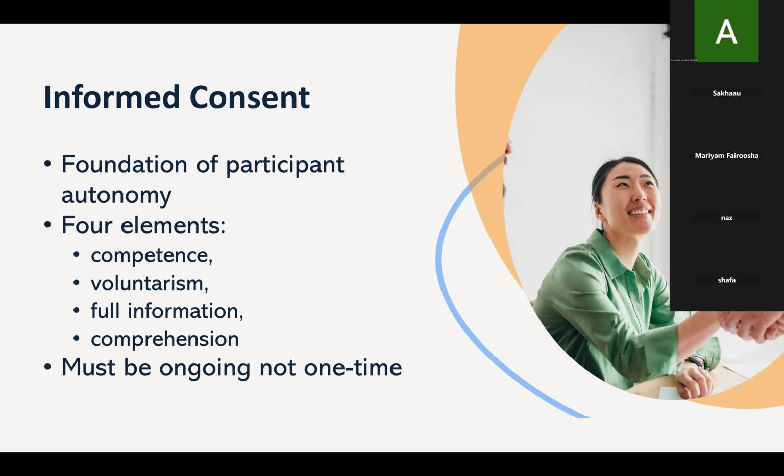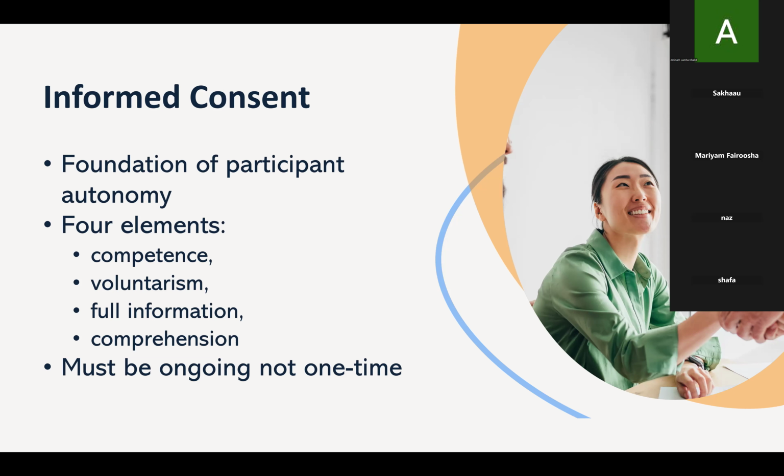Informed consent, I think I've given this, has four elements: competence, voluntarism, full information, and comprehension. So informed consent actually involves all that. We have talked about voluntarism, full information, and comprehension. Competence: the participant should be competent to give the informed consent.